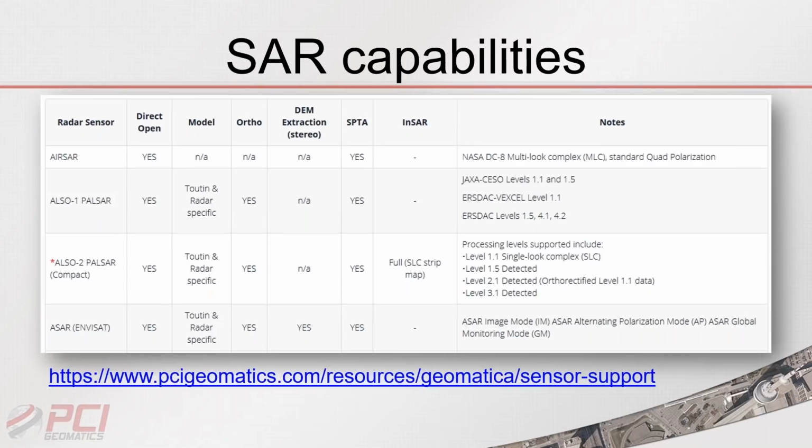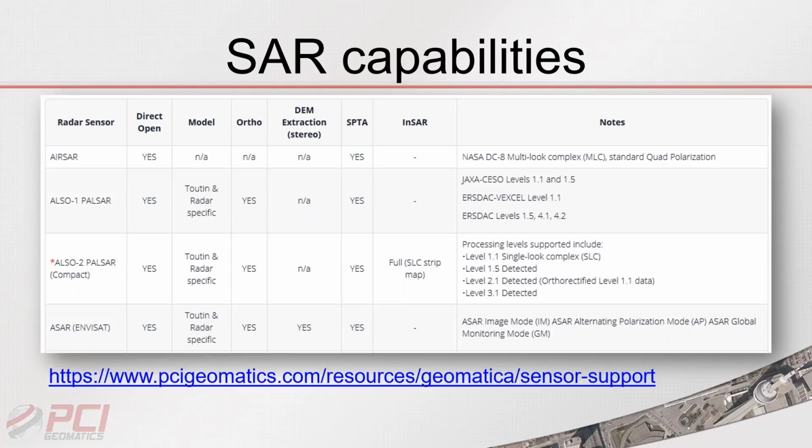Here is a quick taste of the different sensors that we support. These are not in any way representative of the most utilized satellites; they just happen to be sorted alphabetically. You can click on that link, or search for Geomatica sensor support or PCI Geomatics sensor support, and you'll land on a section on our page that breaks down what sensors are supported for different processing levels.